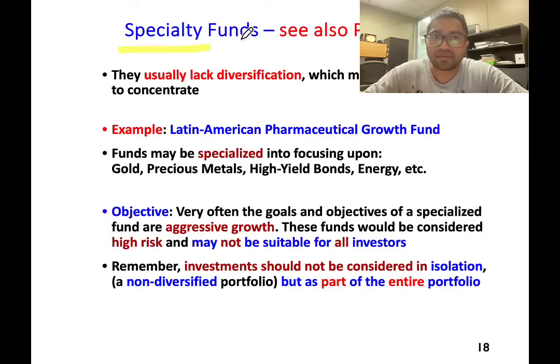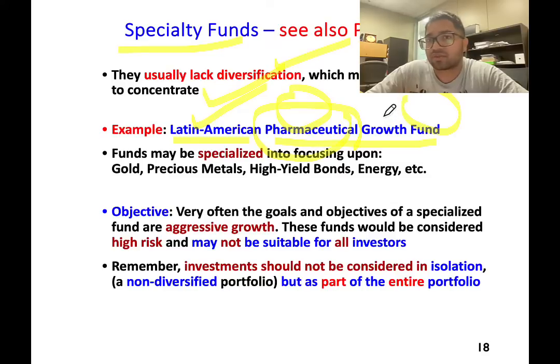Then you have specialty funds. They usually lack diversification, so they invest either in a particular sector or a particular country, which means they tend to concentrate their holdings. An example could be a Latin American pharmaceutical growth fund. It only invests in Latin American companies, so Argentina, Brazil, Mexico, and only in pharma companies, that too smaller pharma companies, because it is a growth fund. A fund may specialize in focusing on gold, precious metals, high yield bonds, energy, etc.